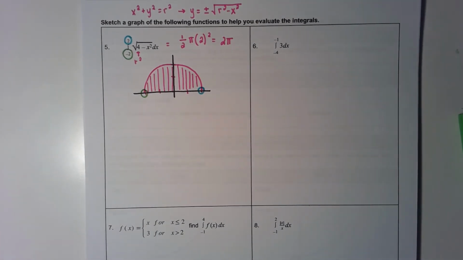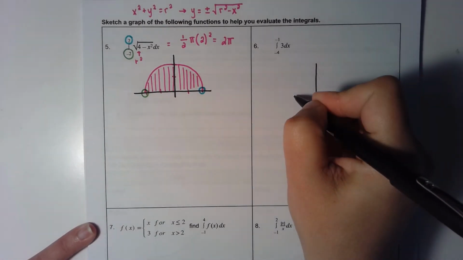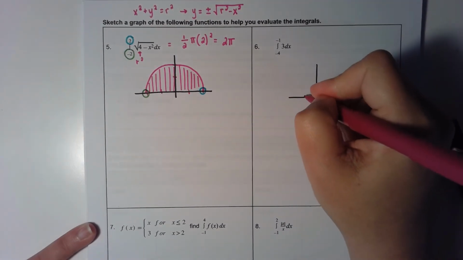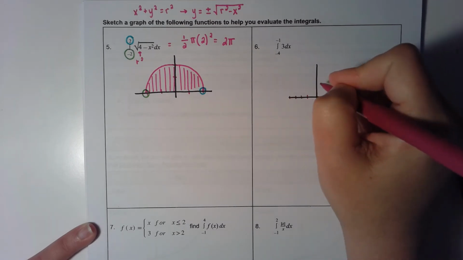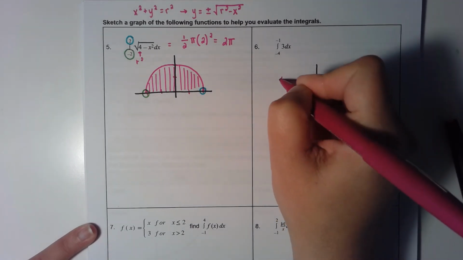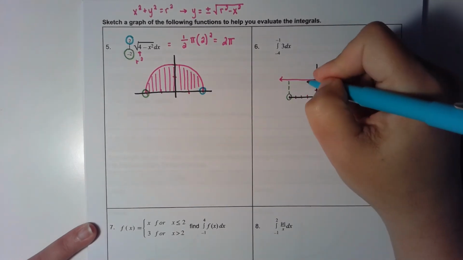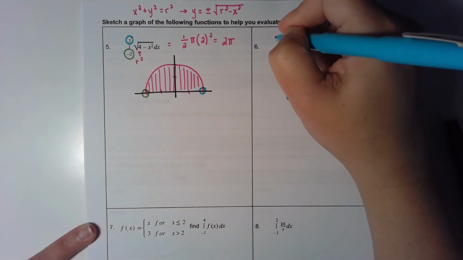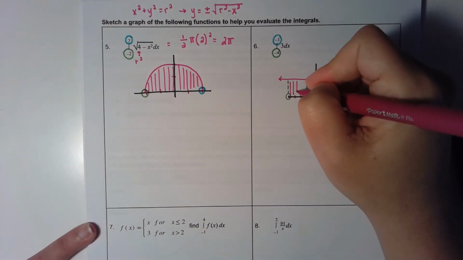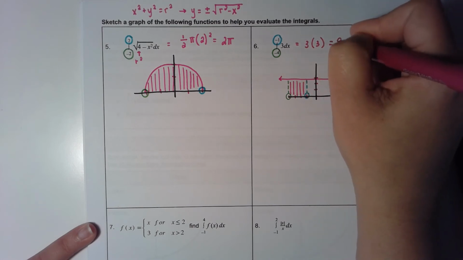For problem number 6, if we sketch the picture of the function that is just 3, that's going to be a constant function. It's going to be like a horizontal line. So we're going to go from negative 4 to negative 1, and we're going to sketch a graph of a function at positive 3. Now, in order to find the area between negative 4 and negative 1, which are my lower and my upper bounds, I'm just going to be finding the area of that rectangle. So that rectangle is going to be base times height. The base is 3 units wide and the height is 3 units tall, so the area is 9.